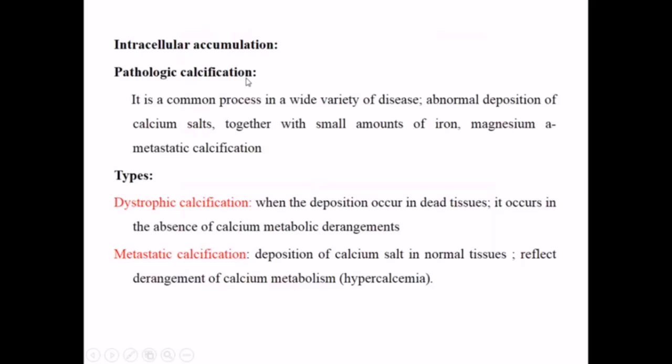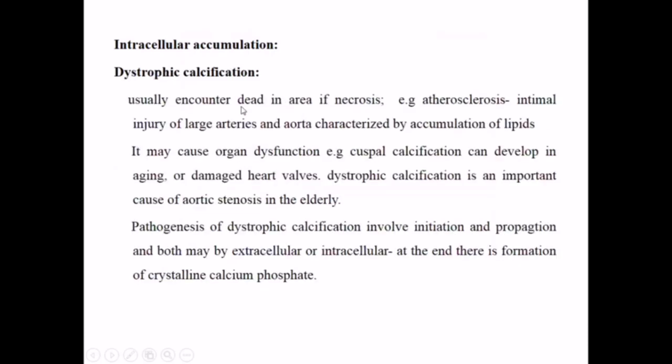Also, pathologic calcification is a common process in a wide variety of diseases. This is abnormal deposition of calcium salts. It is of two types, either dystrophic calcification or metastatic calcification. Dystrophic calcification is accumulation of calcium in dead or necrotic tissue, like atherosclerosis. Accumulation of lipids causes organ dysfunction, and then damaged heart valves or aging, and then calcification.